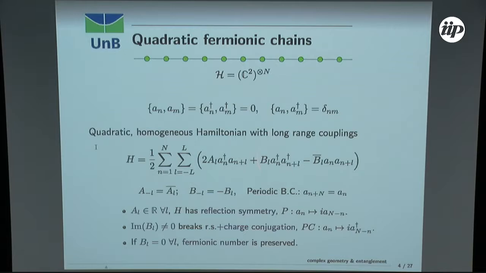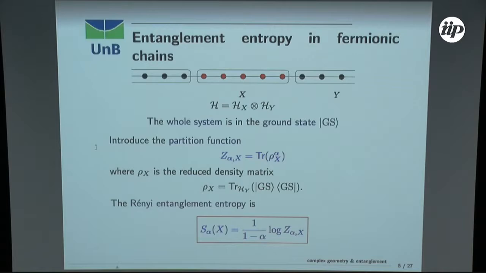B_l, couplings. Now, not only this long range; what is new in our work is that we discuss when these couplings can become complex. For instance, if this coupling becomes complex, then the Dzyaloshinskii-Moriya coupling appears, because it breaks the reflection symmetry. If the pairing coupling also has an imaginary part, then I also have some breaking of the charge conjugation. And we know that if I remove all B_l, the fermionic number is preserved. So I can discuss this entropy formula for all these cases. So what am I going to compute, given that system?